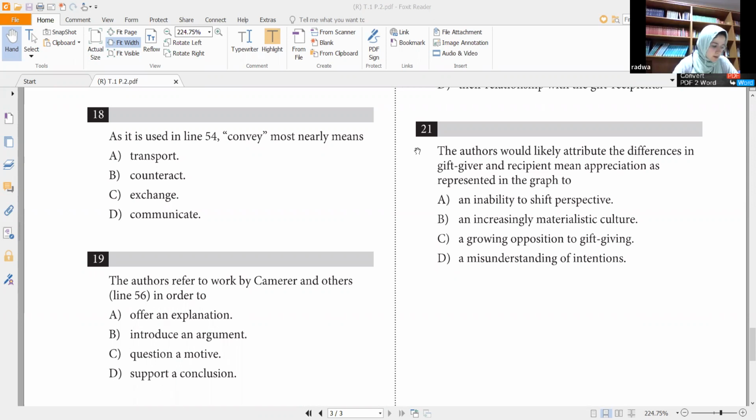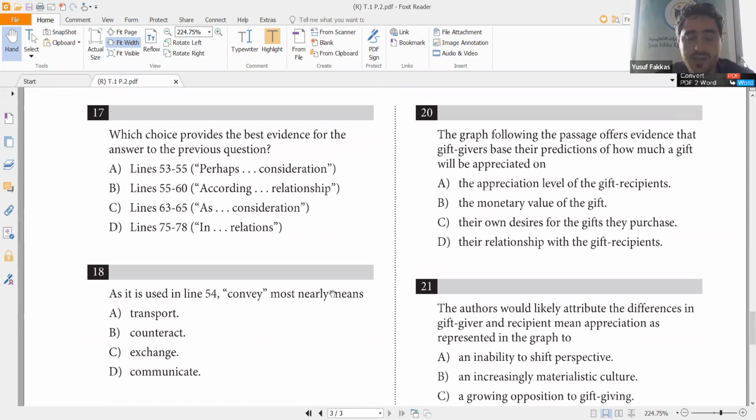Excuse me, can you tell me the answer of question number 17 because I didn't hear it? 17, it's C. 63 to 65.